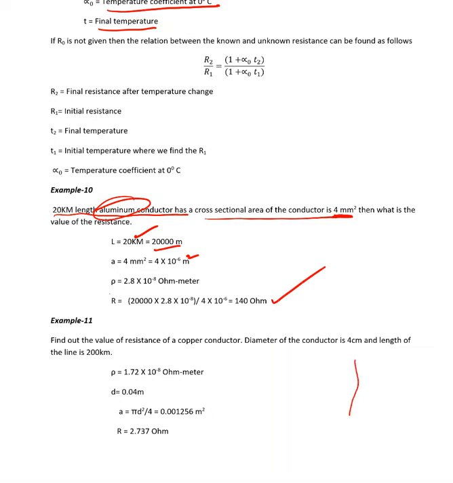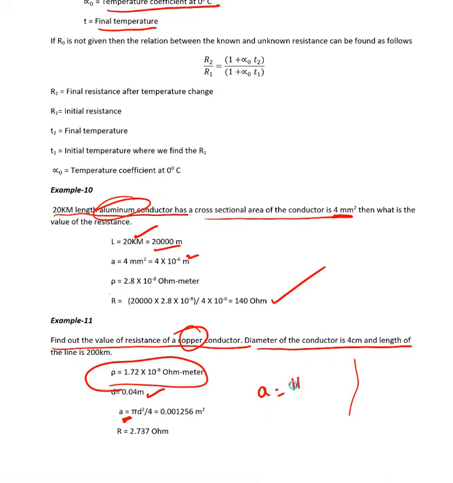In the next example, he gave us the diameter of the conductor. Find the value of resistance of a copper conductor. Diameter of the conductor is 4 centimeter. Length of the line is 200 kilometers. So for copper, rho value is 1.72 times 10 to the power minus 8. Here diameter is given as 0.04 meter. For cross-sectional area, A equal to pi d square over 4. By using this formula, since diameter is given, we can find the area.